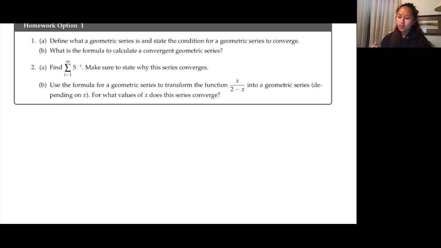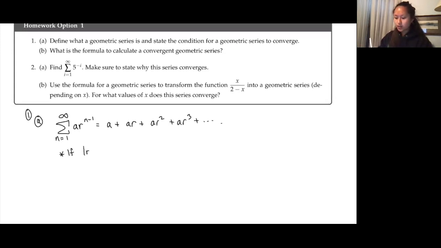Hi, so today we're going to be talking about geometric series. So what is a geometric series? A geometric series can be defined by the sum starting at n is equal to 1 going to infinity of ar to the n minus 1, which is the same as a plus ar squared plus ar cubed plus etc. And if the absolute value of r is greater than or equal to 1, then the series will diverge.